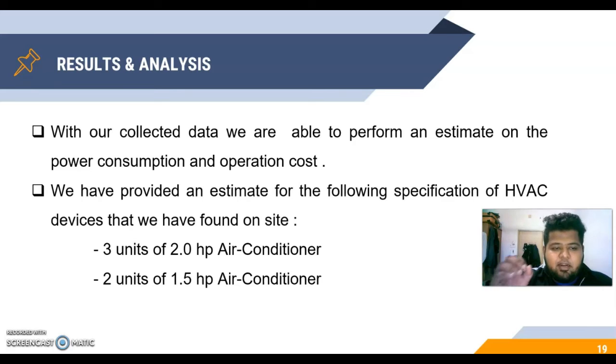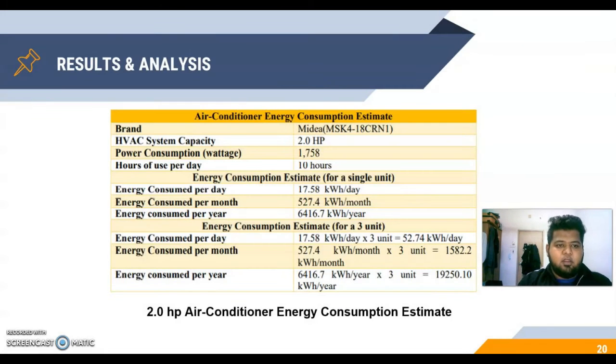We have provided an estimate for the following specifications of HVAC devices that we found on site, which include 3 units of 2.0 horsepower air conditioners and 2 units of 1.5 horsepower air conditioners. Now let us look at the air conditioner energy consumption estimate for the 2.0 horsepower. The 2.0 horsepower is a Media brand air conditioner. The model number is MSK4-18CRN1.